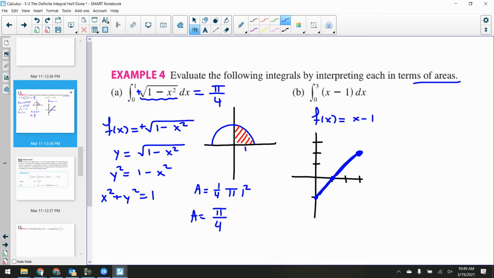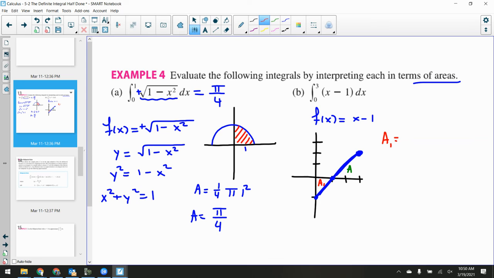Now, remember, underneath the x-axis should be interpreted as a negative area, right? So I'm just going to find these two separate areas. Let's find the red area, and then we'll find the green area. Area 1, area 2, whatever you want to use as a notation. Let's call it area 1.